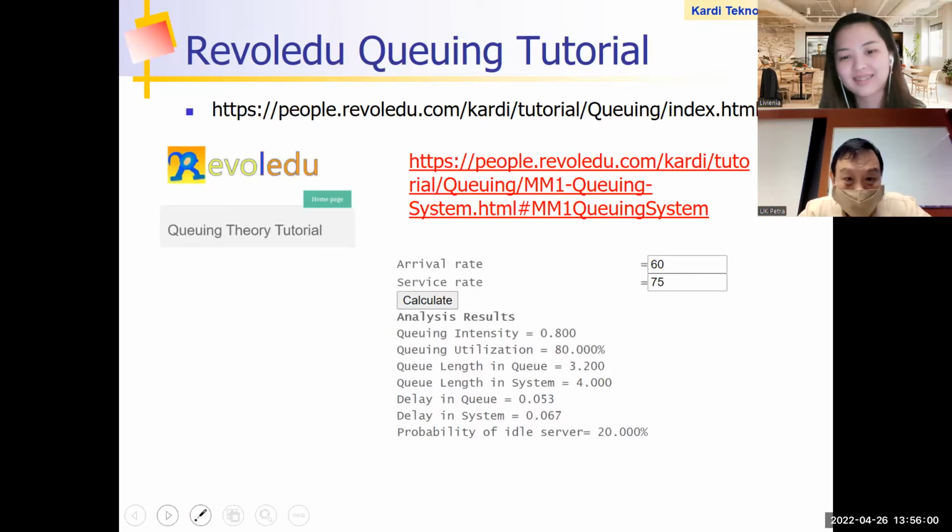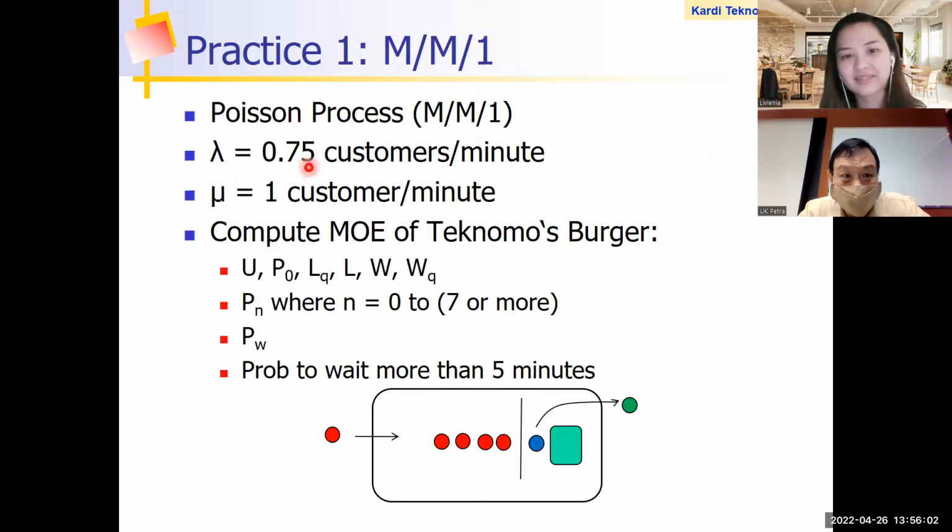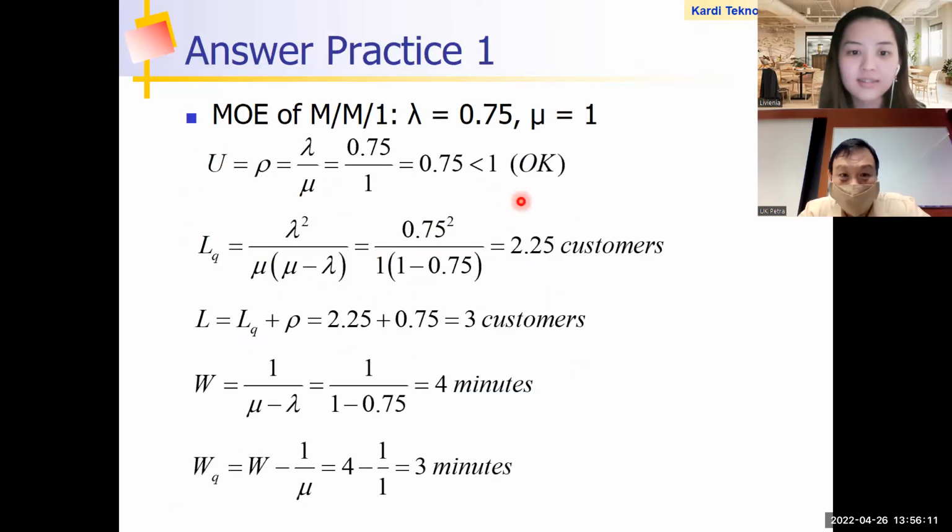Okay, so I give you an example. Lambda is 0.75, mu is 1. So compute everything, right? Then you can just plug into the formula. You can test this in that website. Also, if you want, you can calculate in Excel, yeah.